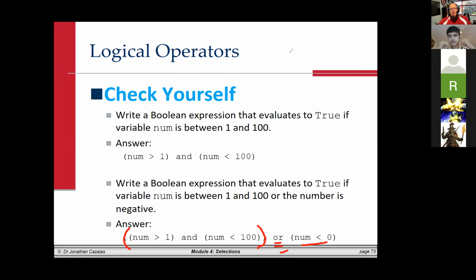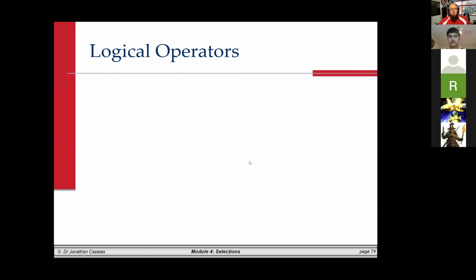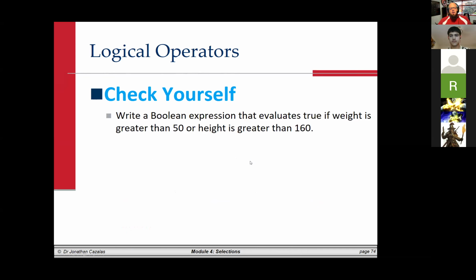Okay. So being able to take what's in your mind and translate that into a large Boolean expression using these logical connectives, these operators, is very important. Write a Boolean expression that evaluates to true if weight is greater than 50 or height is greater than 160. Jonathan, can you help?